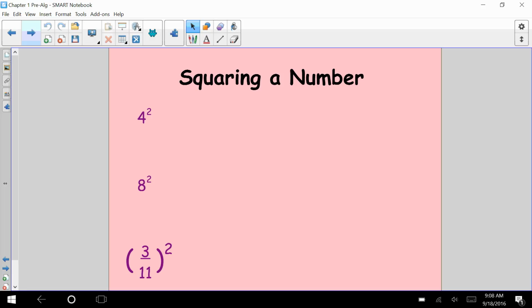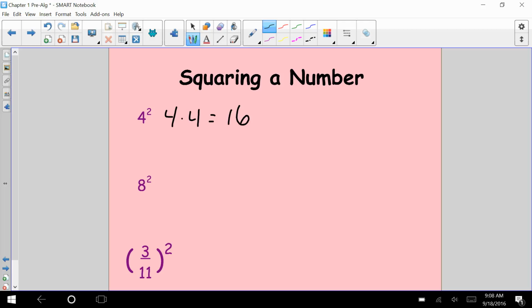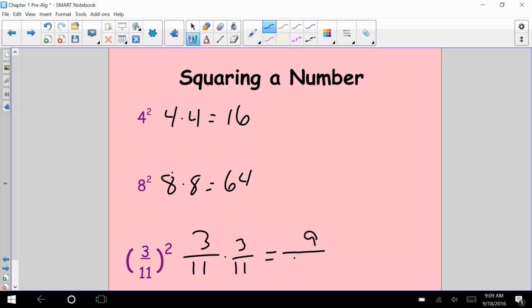Squaring a number. Let's start by practicing. Remember, we know that 4 squared means 4 times 4, which we all know is 16. 8 squared is 8 times 8, which we know is 64. 3/11 squared is where we have a little bit of a trick. Remember, it's times itself, so it is 3/11 times 3/11. Multiply the tops and multiply the bottoms, we get 9 over 121.